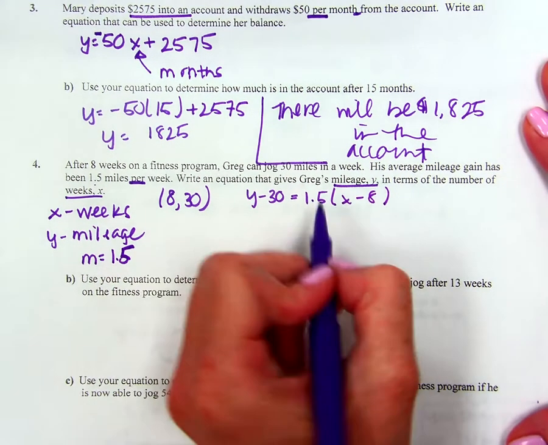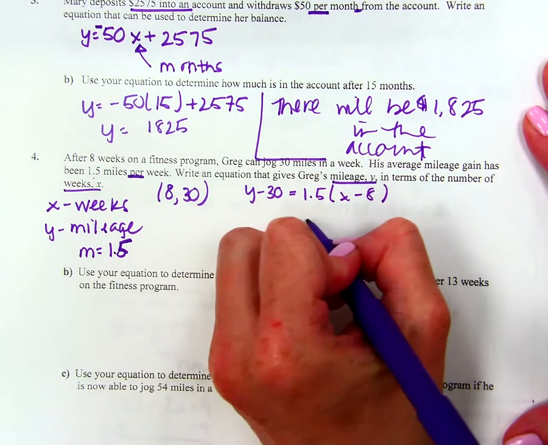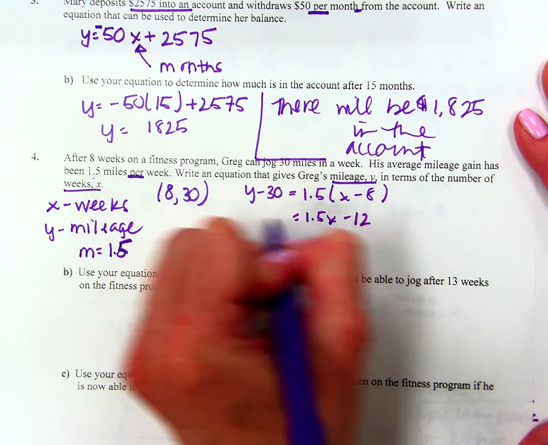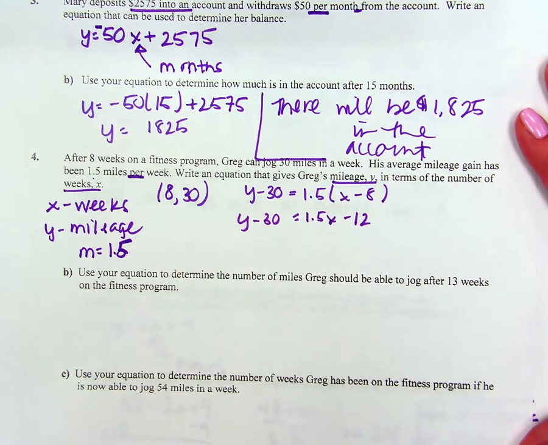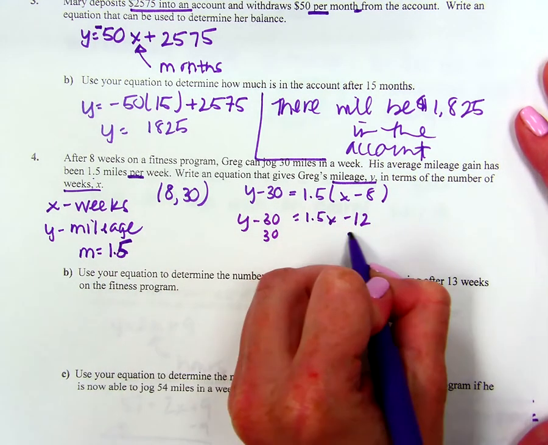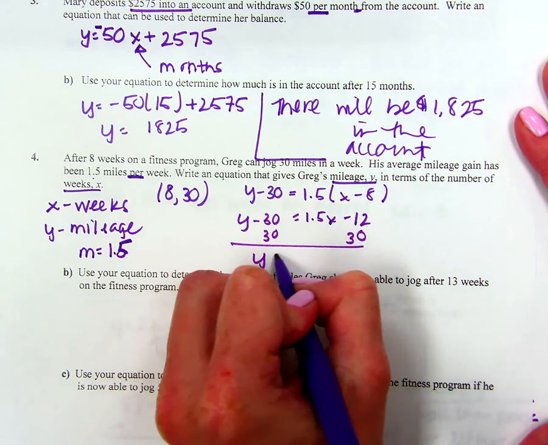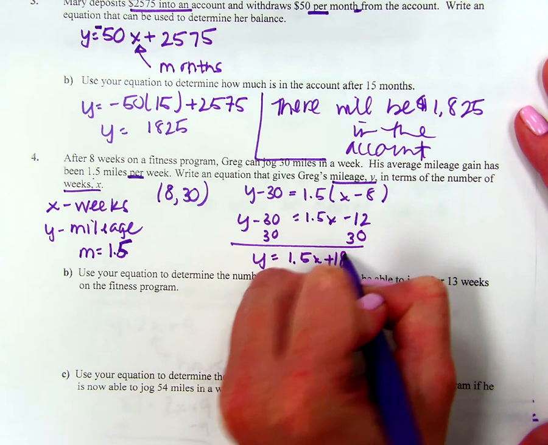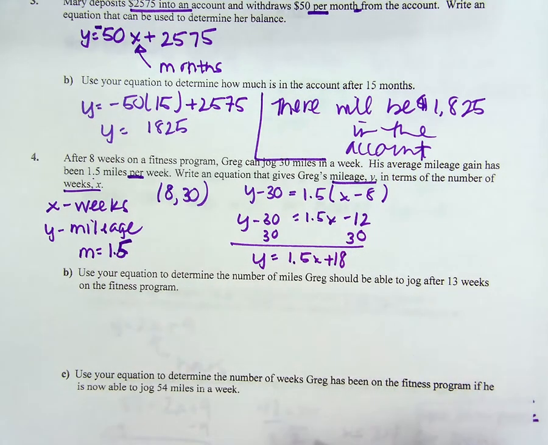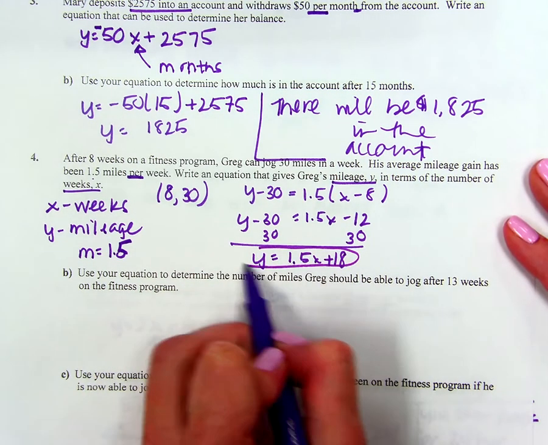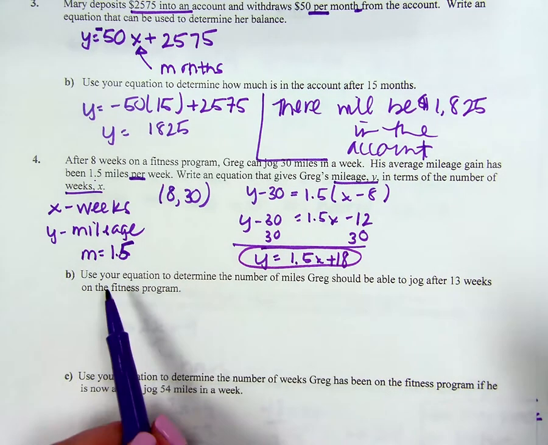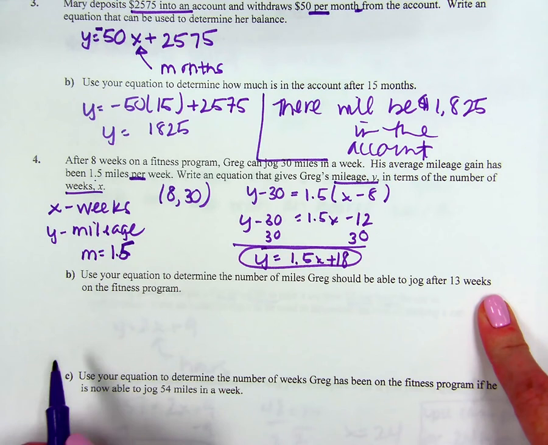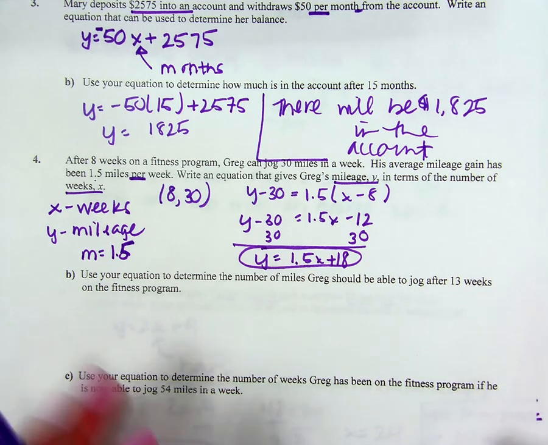So remember, we're going to do this. So we're going to distribute that 1.5. So we have, and then I'm going to add my 30 to both sides. So I end up with y equals 1.5x plus 18. And that is my equation. So I just solved for my equation there. So it says, use your equation to determine the number of miles Greg should be able to jog after 13 weeks on the fitness program.